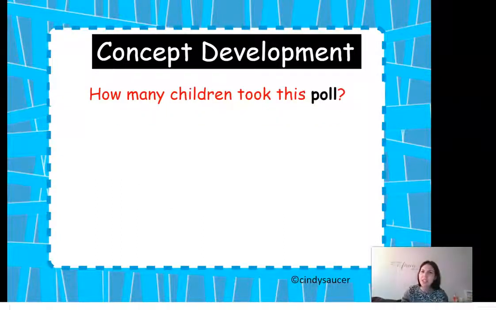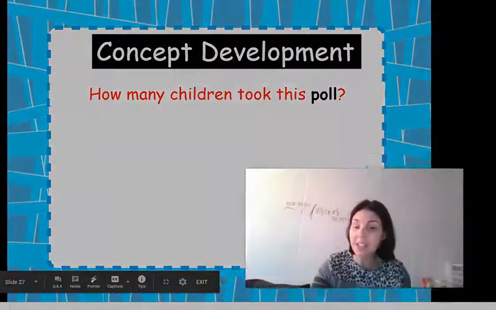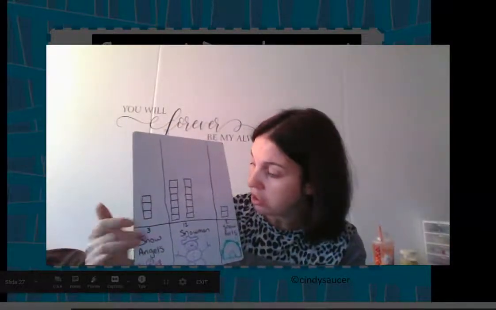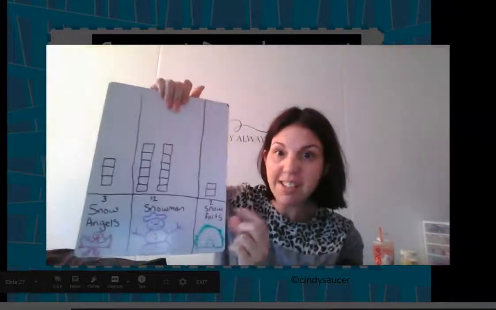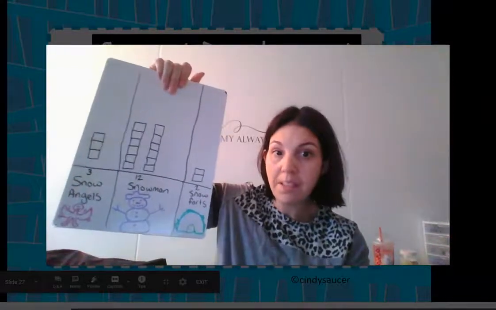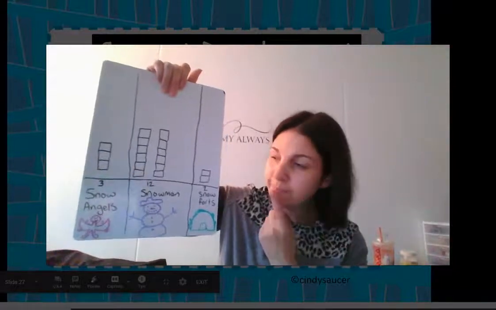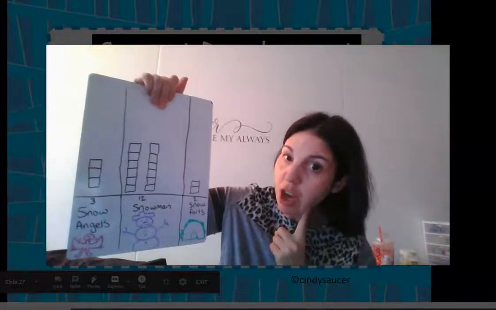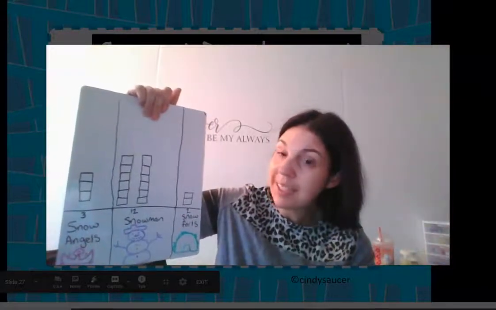How many children took this poll? Poll means took this question and answered it. So the question was, what do you prefer to do outside? Make a snow angel, make a snowman, or build a snow fort? That's the poll. That was the question. Now, we want to know how many kids answered the question. What should we do? What could we do to figure out how many people answered this question?